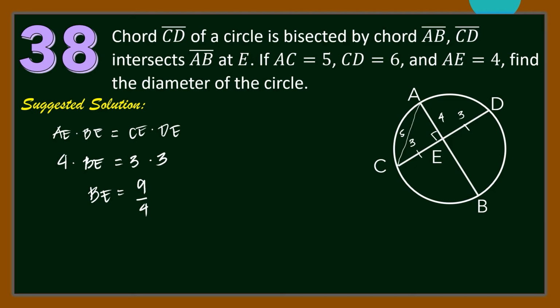Since AB is the diameter of the circle, then AB is equal to AE plus BE, then that is 4 plus 9 over 4. And this is equal to 16 over 4 plus 9 over 4. Therefore, AB, the diameter, is equal to 25 over 4 units.